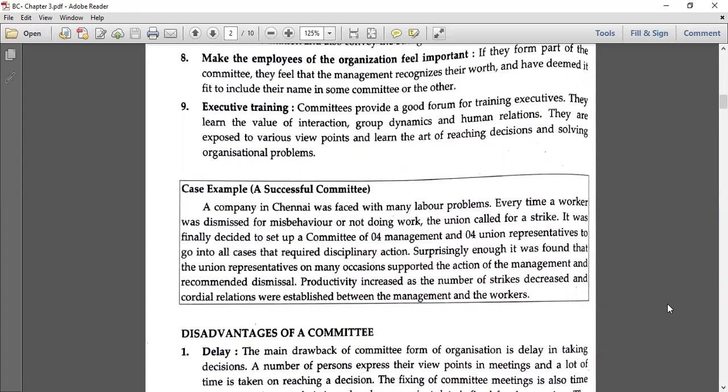That means there were 4 members from management, who were on behalf of the company, and 4 members from the workers' union, who represented all workers. Now, surprisingly enough, it was found that the union representatives on many occasions supported the action of management and recommended dismissal. That means with proper and amicable coordination and better decision making, the strike was avoided.